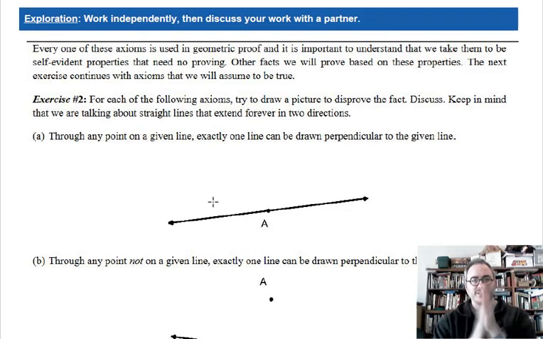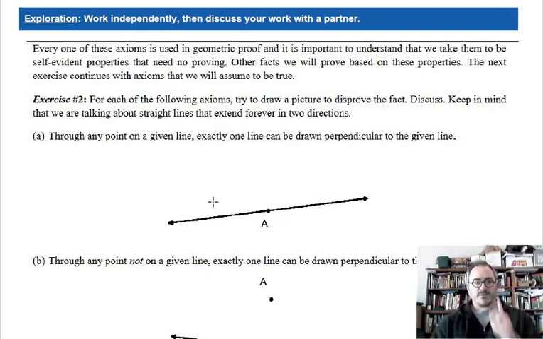All right, let's get on to the exploration, the meat of the lesson. So every axiom we use in geometry can be used in a geometric proof, okay? So it's important that we understand to take them to be self-evident properties that need no proving. We're just going to assume these axioms and postulates we use in geometry; we're just going to accept them. They're just going to be true without needing themselves to be proved. Every other thing we need to prove using those postulates and axioms and whatever facts we have on the ground.